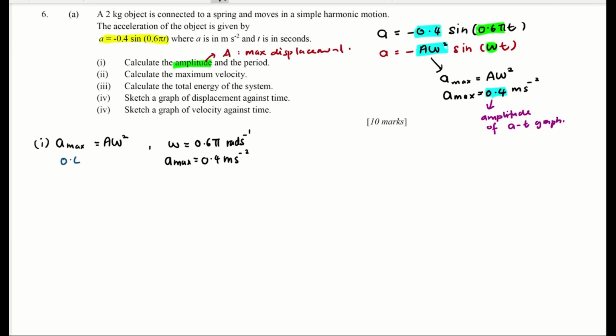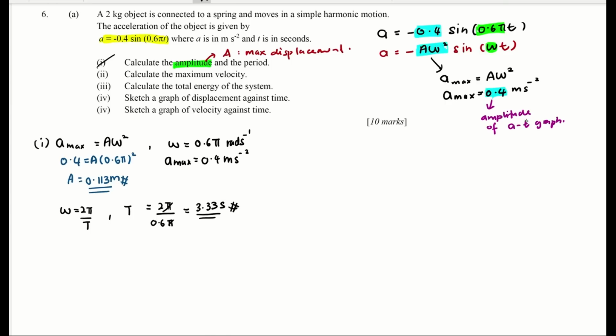So sekarang bila kita masukkan nilai 0.4, saya tukar pen. 0.4 and A kita nak cari. And then substitute omega, which is equal to 0.6 pi squared, jangan tertinggal. Therefore, A is equal to 0.113 meter. So this is the answer. And then we need to find what is the period. So remember, omega is equal to 2 pi over T. So from this equation, T is equal to 2 pi over omega, where omega is equal to 0.6 pi. So T is equal to 3.33 second.